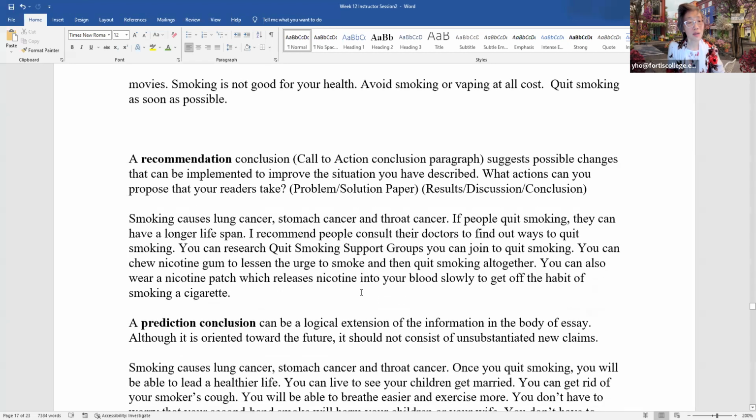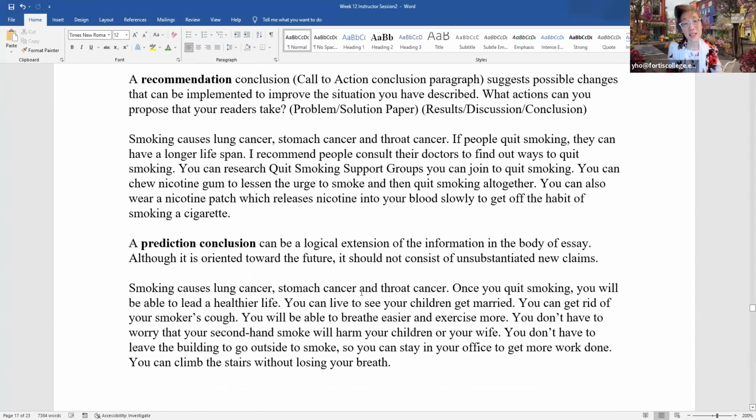And the second to last kind of conclusion paragraph is a prediction conclusion paragraph, where you're going to predict the future of your topic. So I kind of already did that. Once you quit smoking, you will lead a healthier life. You can live to see your children and great-grandchildren get married. You can get rid of your smoker's cough. You will be able to breathe easier and exercise more.